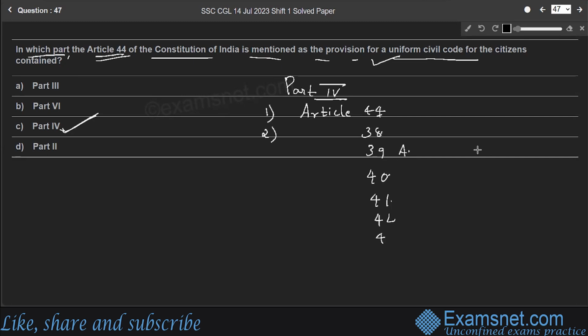And Article 43B tells the promotion of cooperative societies, right? Article 44, uniform civil code for the citizens. Then comes Article 46, which tells the promotion of educational and economic interests of scheduled castes, scheduled tribes, and other weaker sections, and many more. Article 48, 48A, and 49. So these are the articles of Part 4 of the Indian Constitution, right? Therefore, option C.